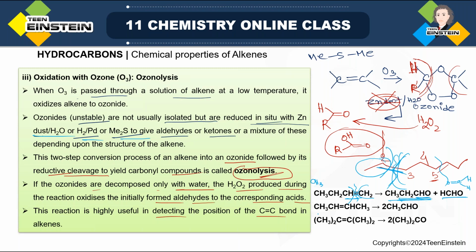Then in the second example, both sides we have the same type of group, so that is why both molecules are the same. Then again it is a symmetrical type of structure, so from both sides you will get acetone. Both sides are the same molecules.